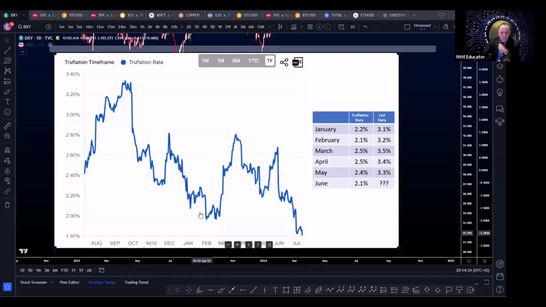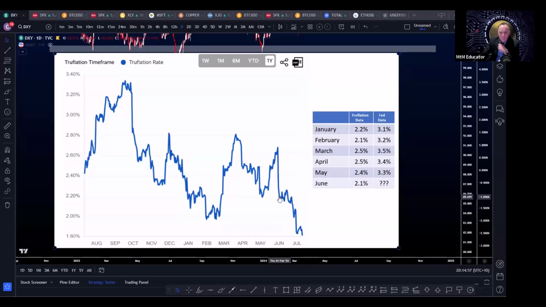And then from Feb, we started to see sticky inflation, and we sort of saw inflation come back. And now we're starting to see inflation drop again. It dropped and then went back up again in May, and April, May sort of sat sticky at 2.5, 2.5, and the Fed figures came in at sort of 3.4, 3.3.